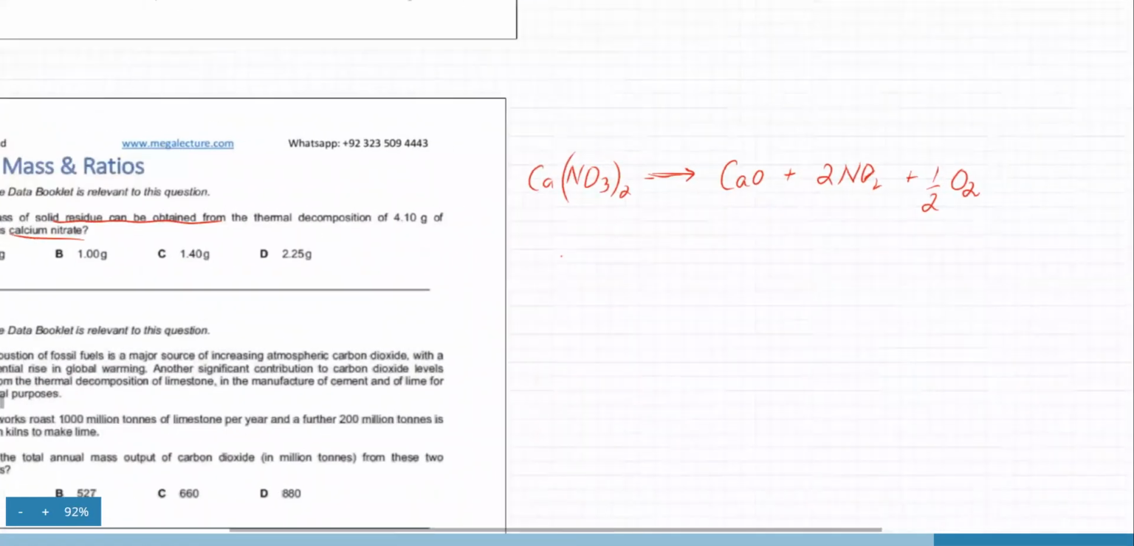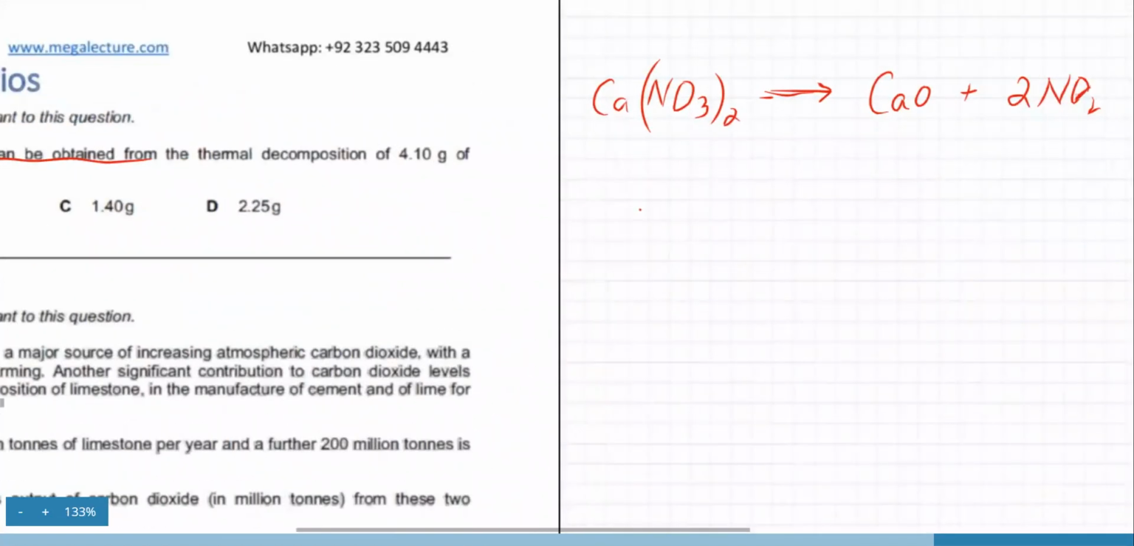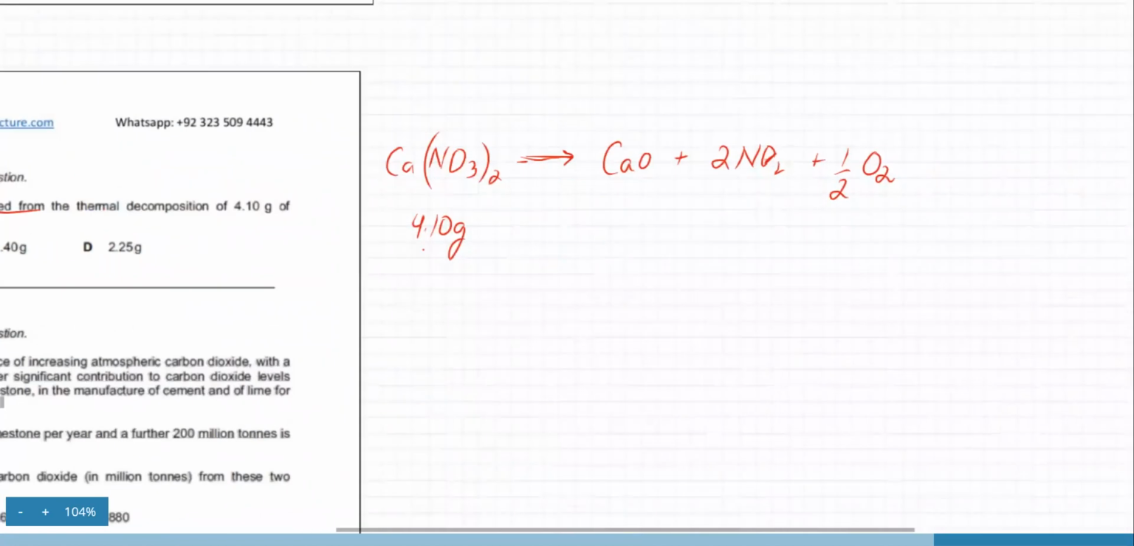Okay, so any metal nitrate is going to decompose in exactly the same way, specifically group 2 nitrates, because that's in your course. Group 1 nitrates decompose differently, but they're not in your course. So he's saying 4.1 grams of calcium nitrate. Which one do you think is the solid residue? Is it CaO? So you're basically looking for the moles or the mass of CaO. He's asking for the mass of the solid residue.